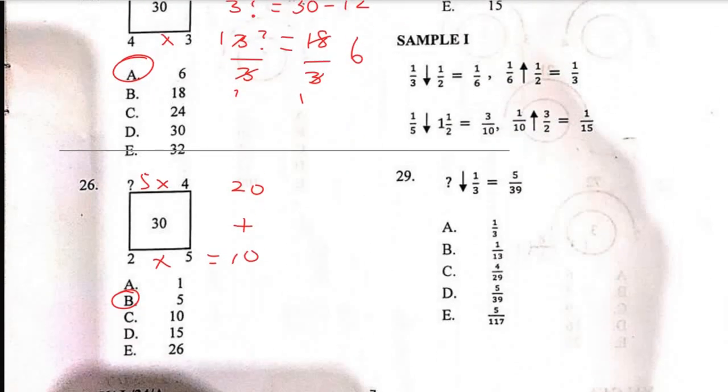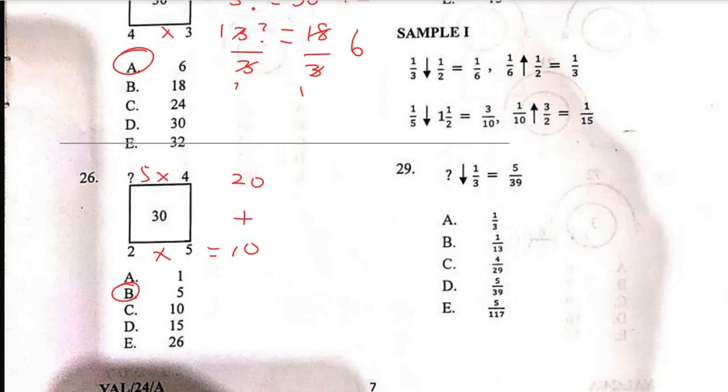With that, we are going to a new sample. Sample I. If the arrow is pointing downward, it means multiply both fractions. 1 over 3 times 1 over 2. 1 times 1 is 1. 3 times 2 is 6. 1 over 6, we have this.